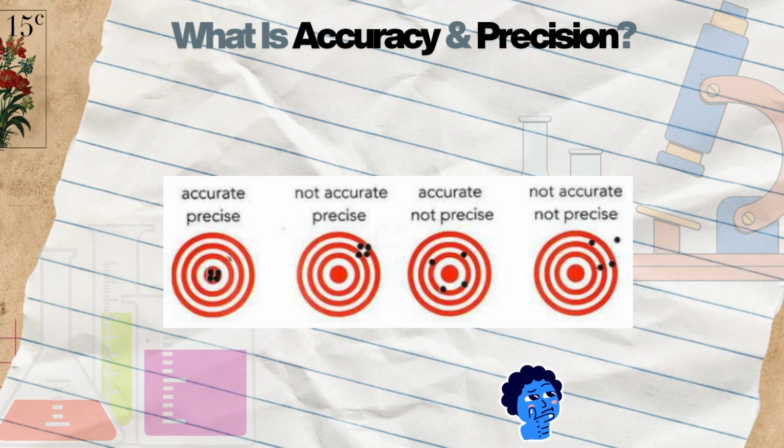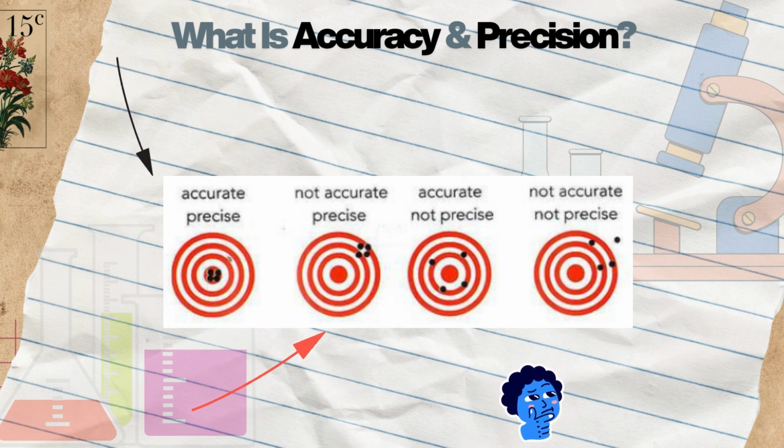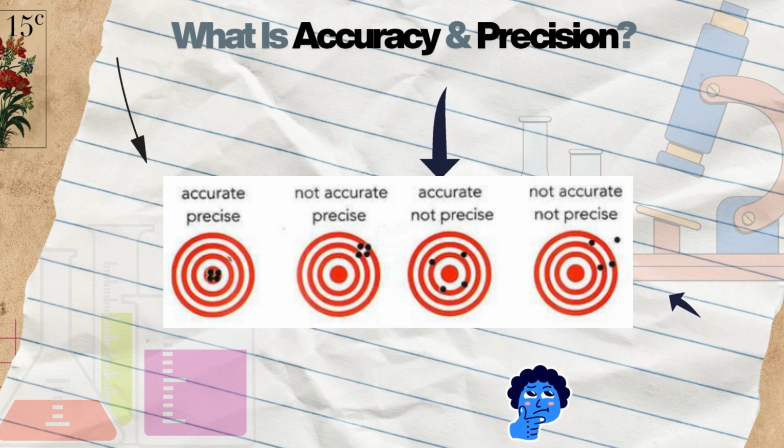See this diagram. If the result is closer to the original value and the answers are also close to each other, then they are accurate and precise. But if the answers are close to each other but not close to the original value, we'll say it's not accurate but precise. If the answers are close to the original value but far from each other, then they are accurate but not precise. And when the answers are neither close to each other nor close to the original value, they are not accurate and not precise. They both are important for selecting the apparatus.